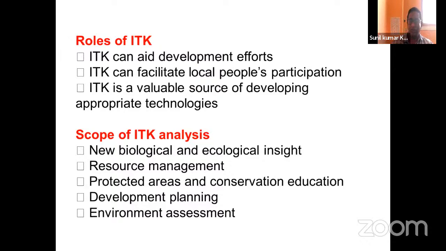So what type of harms can be done by the ITK and what type of harms can be done by the chemical input itself? So this can be used for environmental assessment.